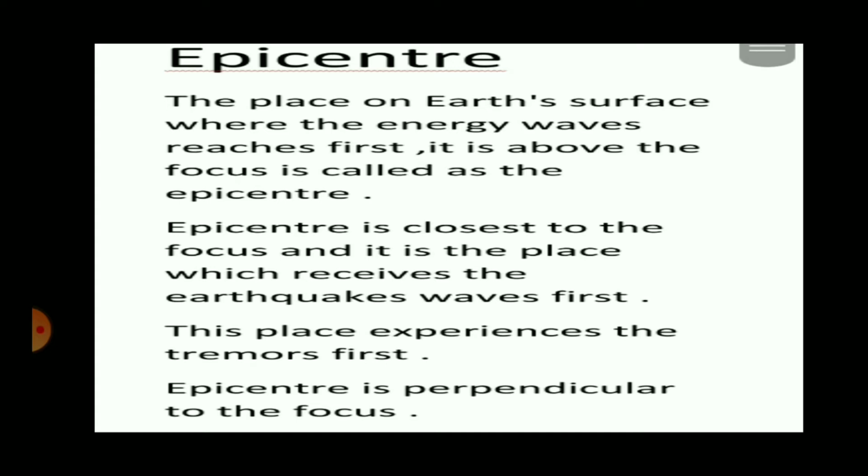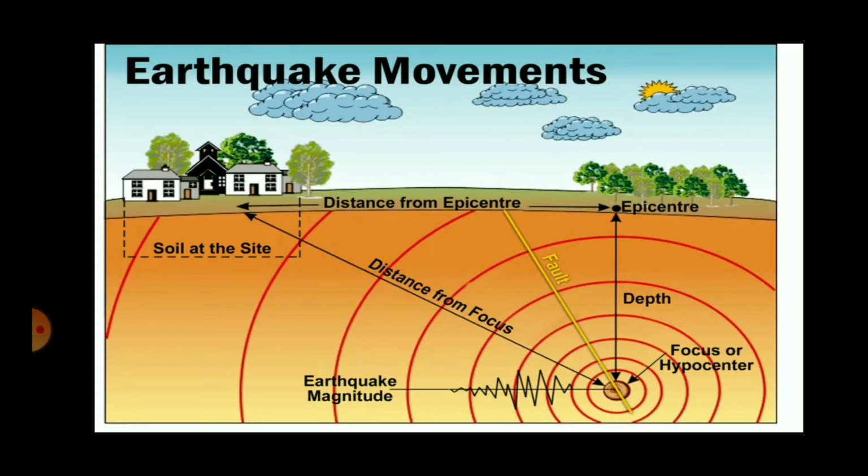Epicenter is closest to the focus. It will be the first to receive the earthquake waves, and it will be the place where the maximum damage, maximum devastation will be done. So epicenter is perpendicular to focus. Epicenter is exactly above focus but on the surface, and focus is below epicenter inside the earth's crust. So when the tension is released at the focus, the released energy travels in all directions, and this energy is traveling in the form of waves.